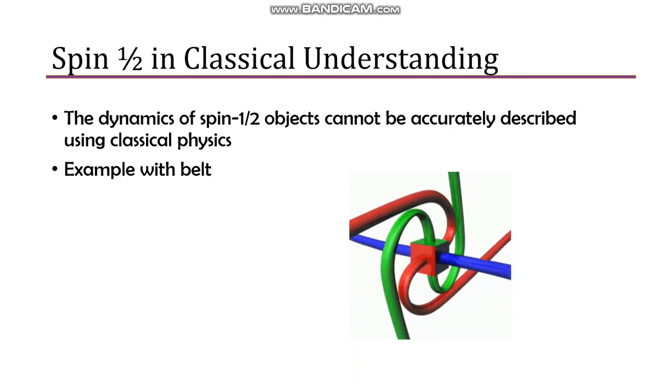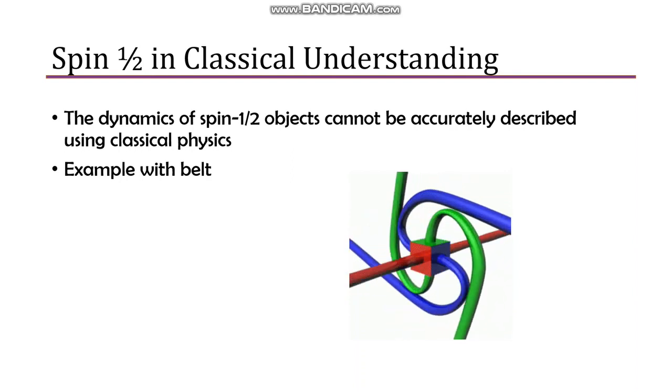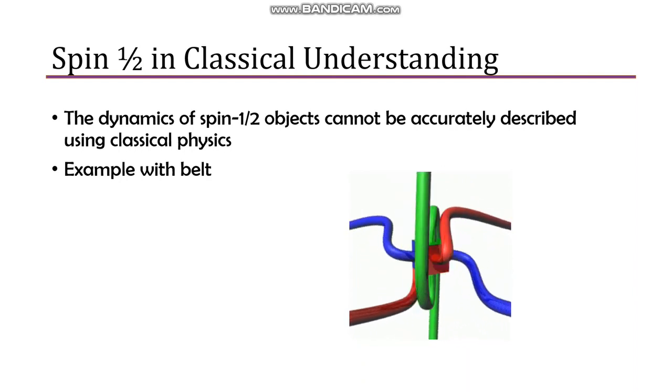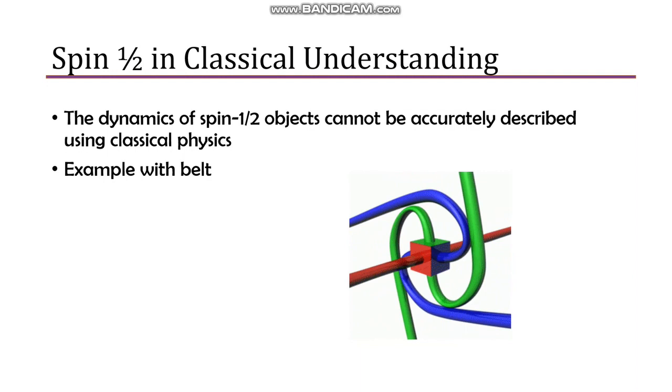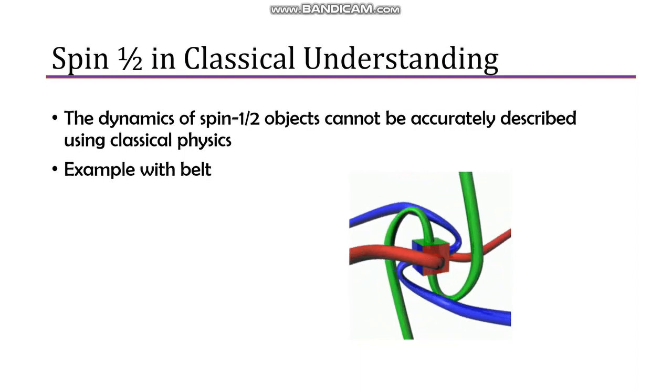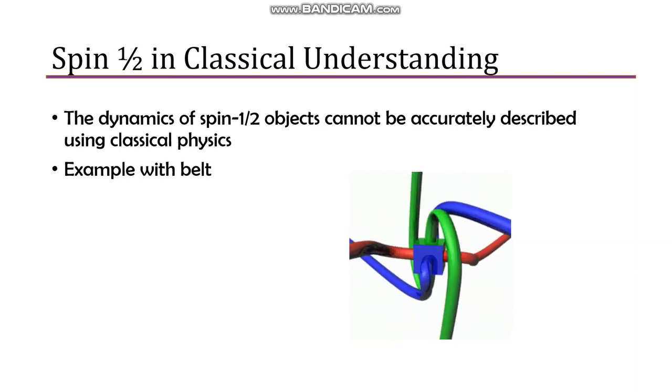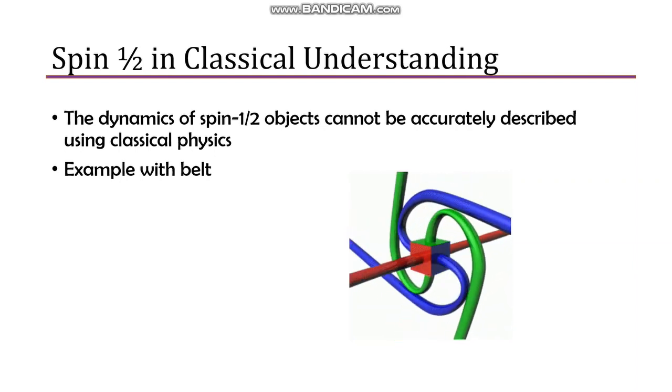The dynamics of spin 1/2 objects cannot be accurately described using classical physics. In the figure, you can see an object which takes 720 degrees of rotation to come back to its initial position. This is an example of spin 1/2. Also, at the end of this video, you will see a short example with a belt, which also demonstrates spin 1/2.